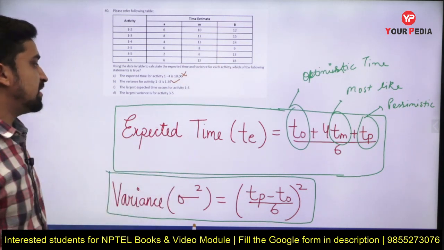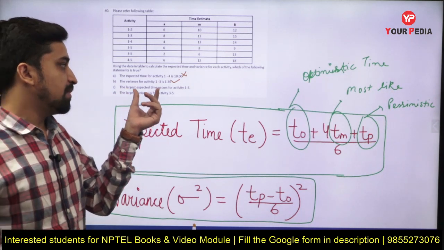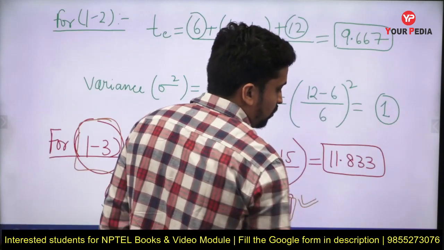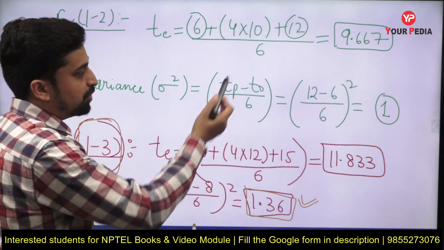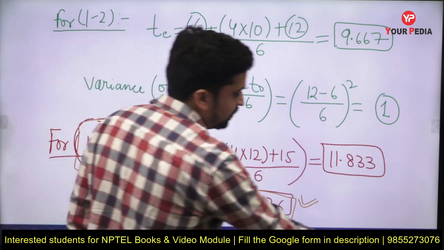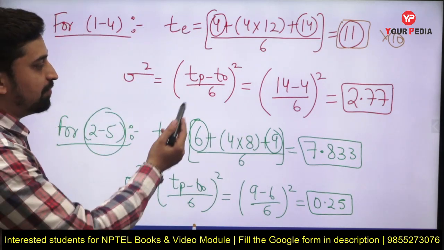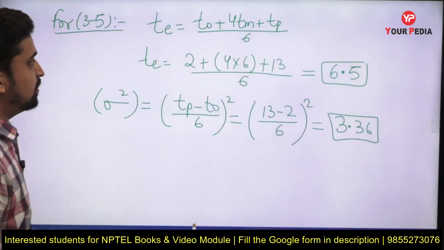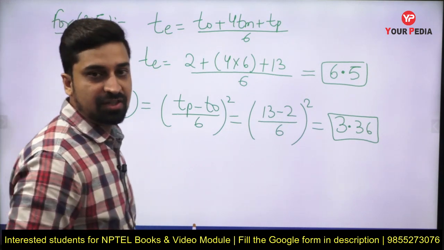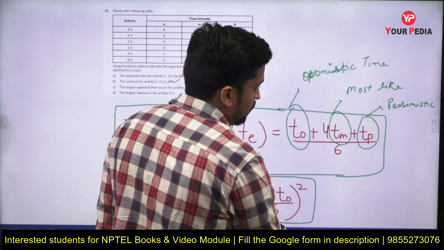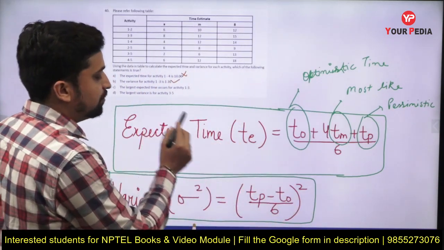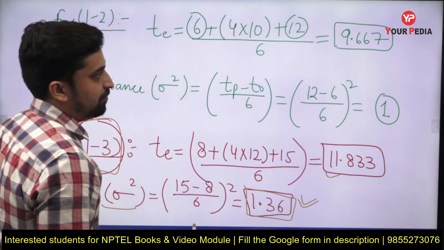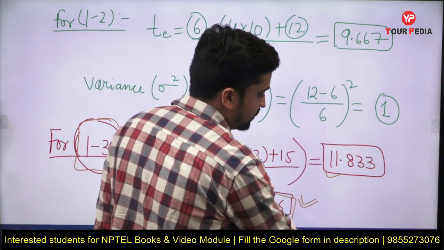After that, they are saying the largest expected time occurs for activity 1 to 3. So now let us see which of the following has the largest expected time. The expected time for activity 1 to 2 is 9.67. For activity 1 to 3 it is 11.83. After that, the expected time for 1 to 4 is 11, and for 2 to 5 is 7.833. The last activity is 3 to 5, and we got the expected time as 6.5. So we can see that the largest expected time does not occur for activity 1 to 3, because this is 11.83, and we also got the expected time as 12 for activity 4 to 5. So this statement is not true.